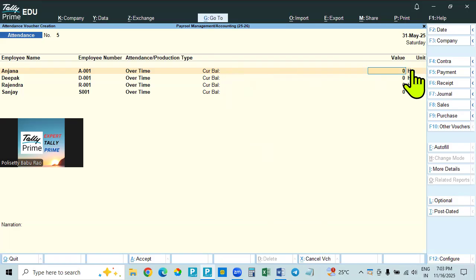That is why the cursor will go to the unit. If it is hours, leave it as it is. If it is minutes, you have to give the name, MINS. So that 60 minutes will be converted into 1 hour, and if it is 100 minutes, it becomes 1 hour 40 minutes. Like that, it will convert it.